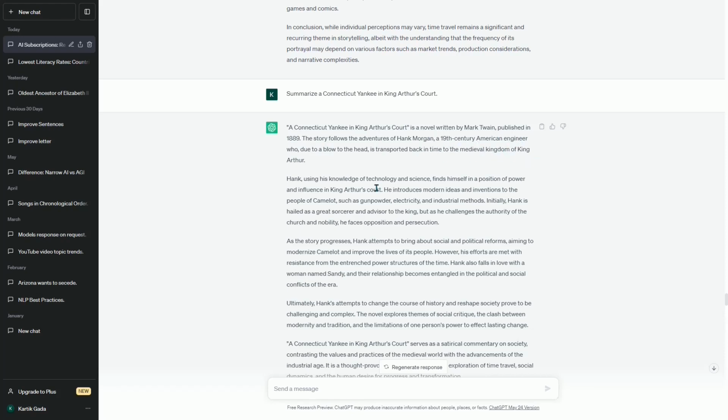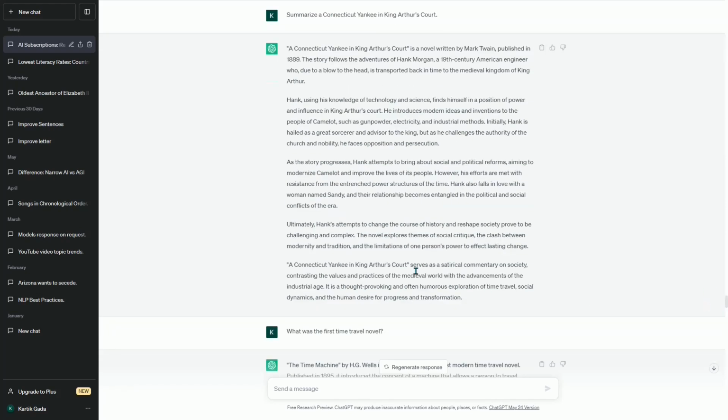Now, was King Arthur really a real person, and what time did he live in? We will look at that next. But then it summarizes the story about how someone from the 19th century going back to the 5th century has all sorts of culture clashes and is unable to force the change that he wants to see because of the entrenchment of existing power structures. And it summarizes the story as a Connecticut Yankee in King Arthur's Court serves as a satirical commentary on society, meaning 19th century society as the more modern of the two, contrasting the values and practices of the medieval world with the advancements of the industrial age. So this is arguably one of the very first true time travel stories, and it was written in 1889.